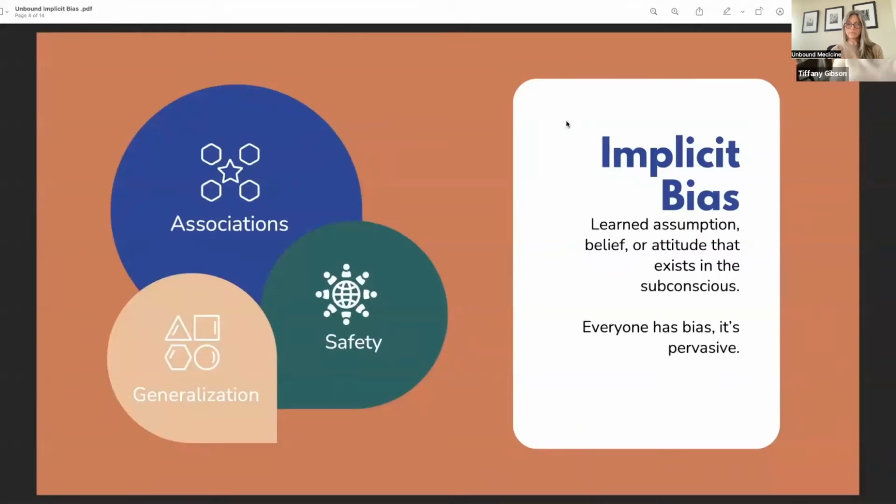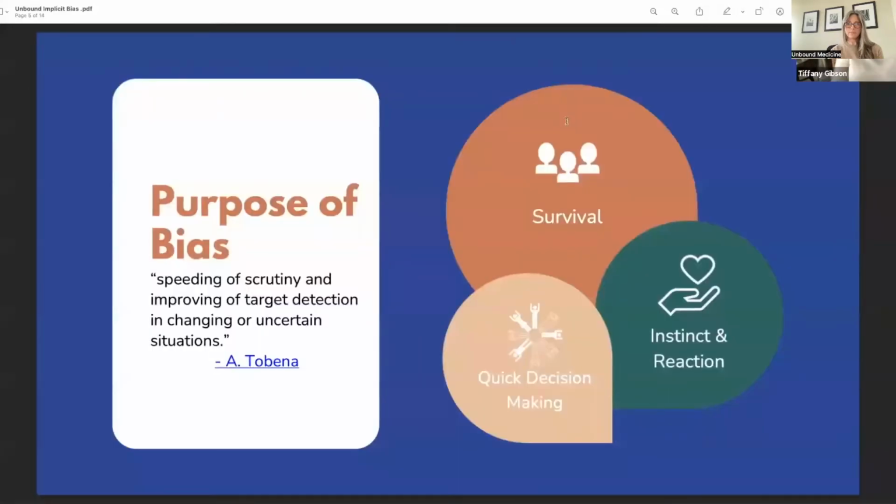It could be things that you've experienced for yourself or things that you've heard about and have made assumptions about, but not even consciously. Again, it's implicit, it's unconscious, you don't know it's there. Implicit bias can be used to make associations, to make generalizations, and it can be used for safety reasons. And the purpose of the bias is to quickly come to decisions. It's a speedy way to calculate exactly what your next steps are going to be.